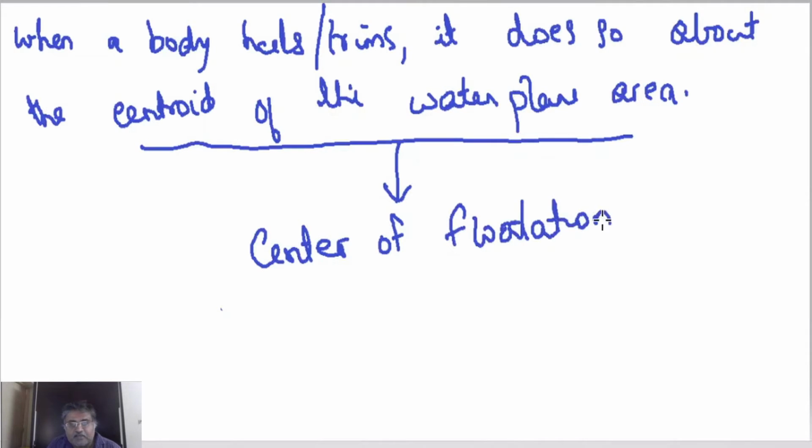Please note that this is an important question. In fact, it is asked many times and many people don't say this. When a ship trims or heels, it does not trim about the midship. It does not heel about the midship. It heels or trims about its center of flotation, which is the centroid of the water plane area. Okay, that was one big derivation.